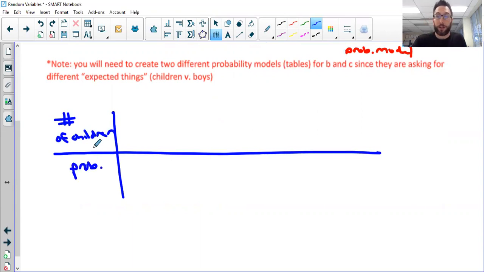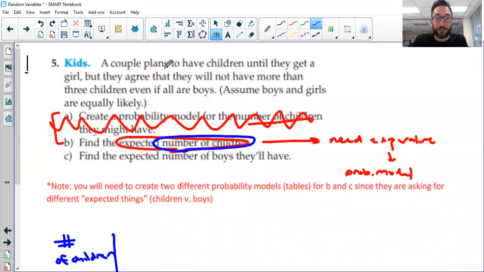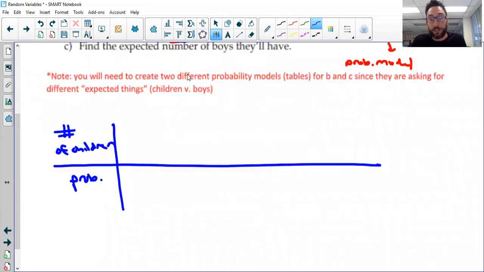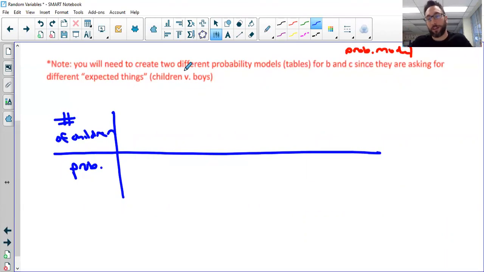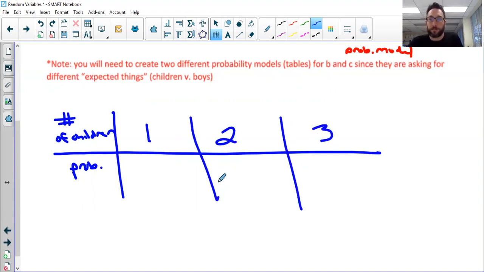The first thing we've got to think about is what are the possible numbers of children this family could have. It tells us they're going to have children until they get a girl, but they agree they won't have more than 3 kids, even if they're all boys. So that means, of course, pause the video and try it, although hopefully you've already done this homework on your own, this family can have 1, 2, or 3 kids. Now to figure out these probabilities, it's not as simple as just popping a number in. We have to really be patient and break down each scenario.